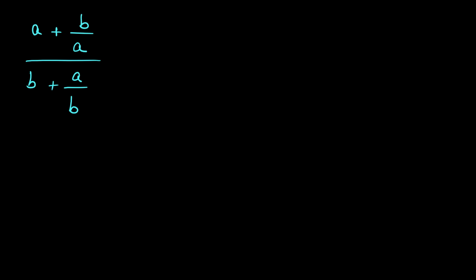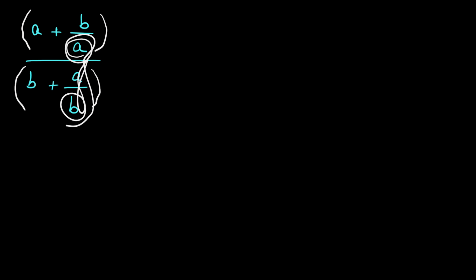Now look at this example. a plus b over a, divided by b plus a over b. For this question, I will show you both methods. First, I want to show you the elimination method. Let's name it the elimination method. If you pay attention, we have different denominators. One of them is a, the other one is b.